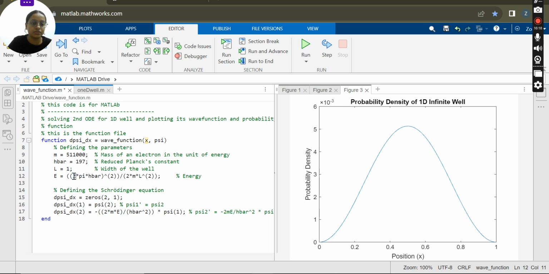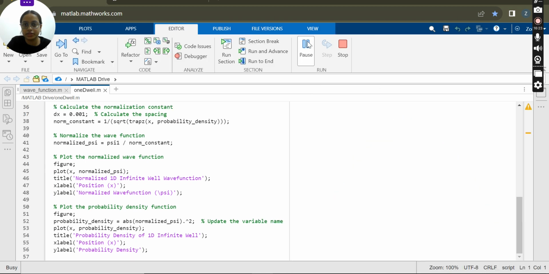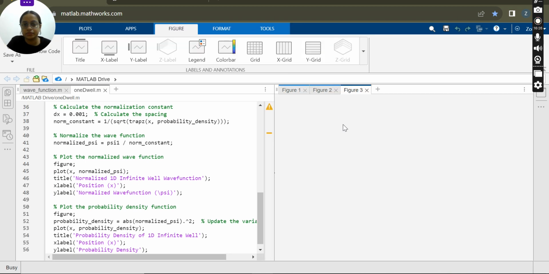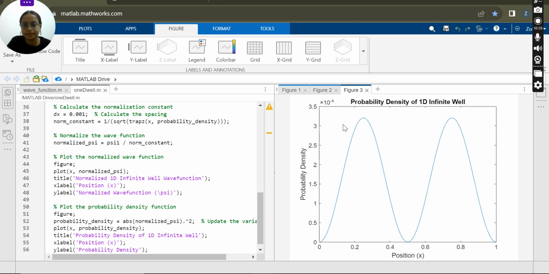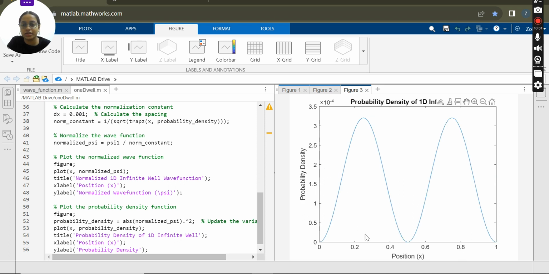I will just substitute 2 here and run the code again. So this is a complete one wavelength, a kind of sine wave. We are getting a complete one wavelength, and again we see that the function is vanishing at the boundary. In this case we can see that the probability is maximum at two points inside the well, and in the middle it is 0.